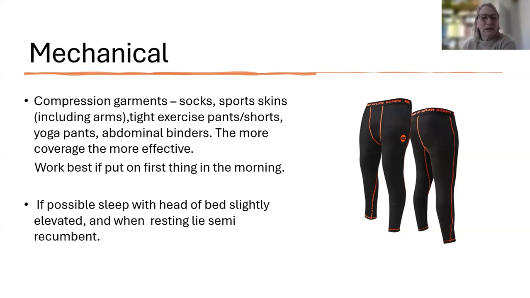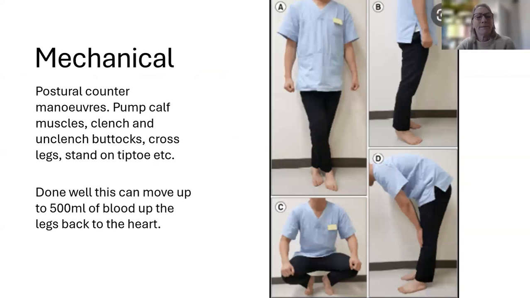If possible, sleep with the head of the bed slightly elevated. The mechanism behind this is that if we are sleeping a little bit elevated and not with our bed too flat, the kidneys will actually produce less urine overnight, and therefore you're waking in the morning with more blood volume. You're not losing so much fluid through your urine.